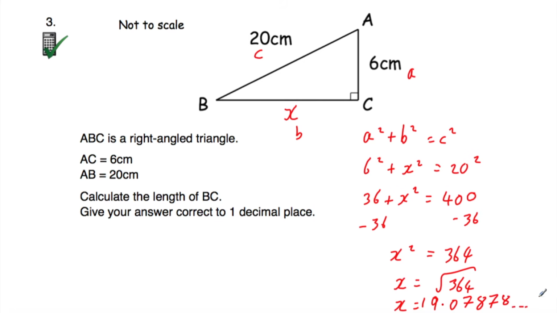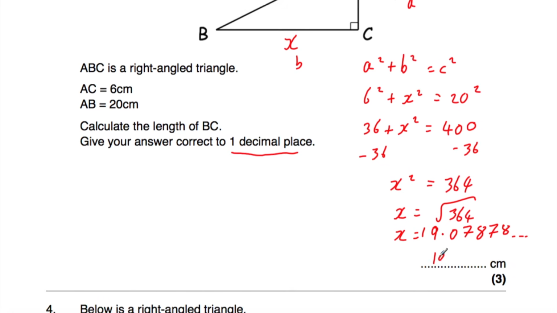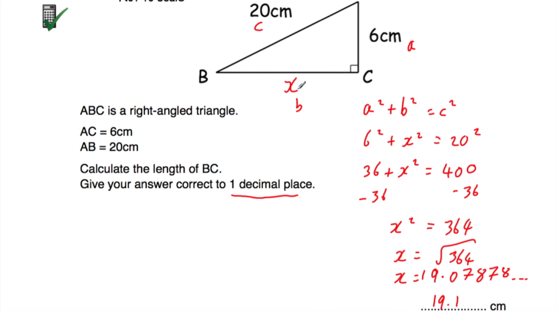The square root of 364 is 19.07878 and so on centimeters. So that means the length of this side BC is 19.07878 and so on centimeters. Now we've been asked to round our answer to one decimal place, so that'll be 19 point. Now we've got 0.07, so it's going to round up to 1. So it's going to be 19.1 centimeters. So the length of BC is 19.1 centimeters to one decimal place.